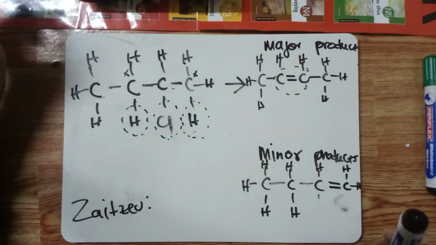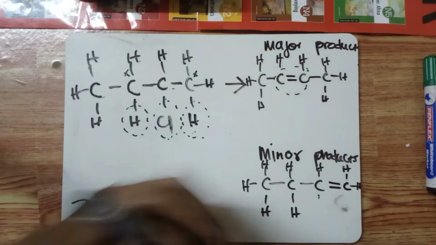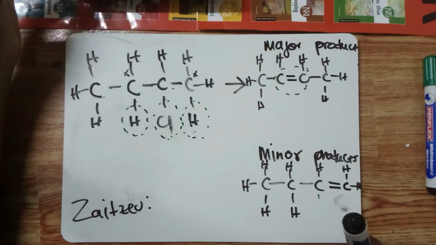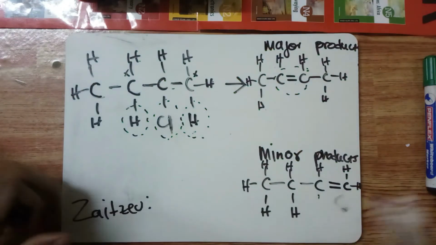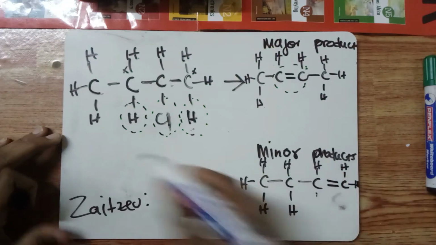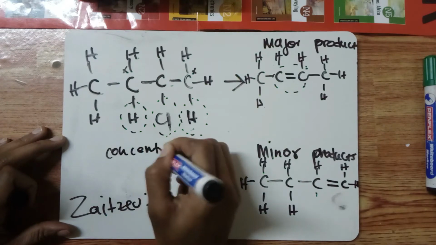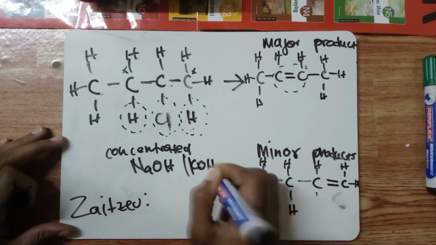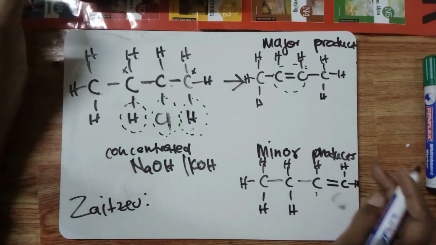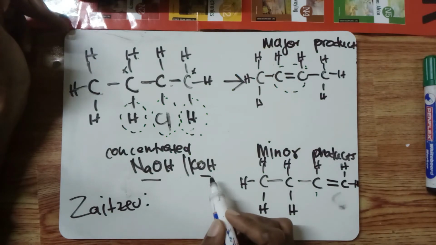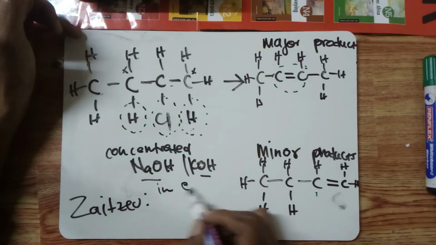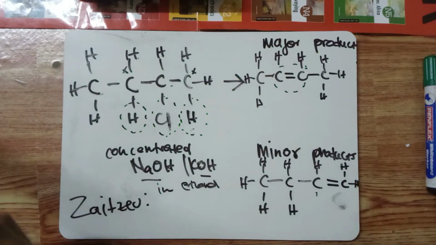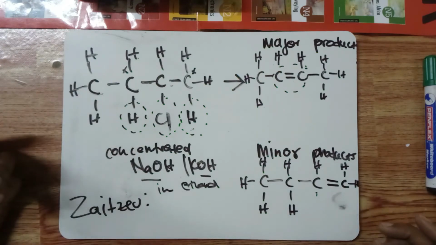But before we do that, I forgot another important thing in terms of these reactions. You have to also know some reaction conditions. And with this one specifically, they're saying that this reaction has to take place in the presence of concentrated sodium hydroxide or potassium hydroxide, so NaOH, KOH, in ethanol as a solvent. So those are some of the things you might be asked, a reaction condition for dehydrohalogenation. So you also have to know that.